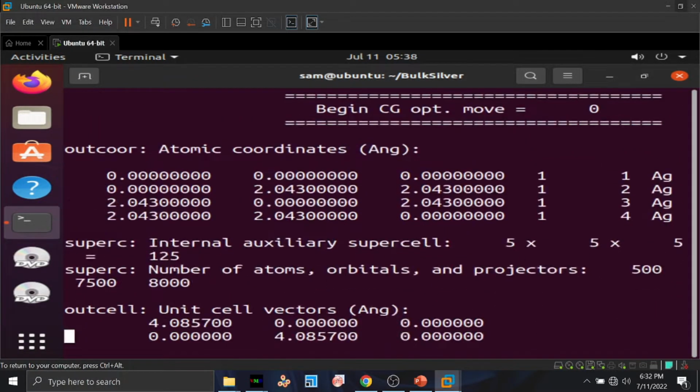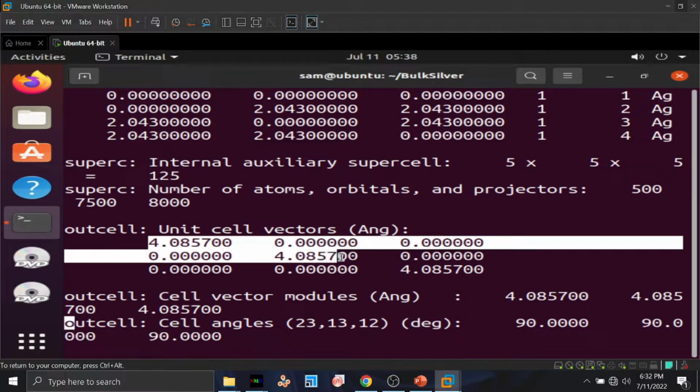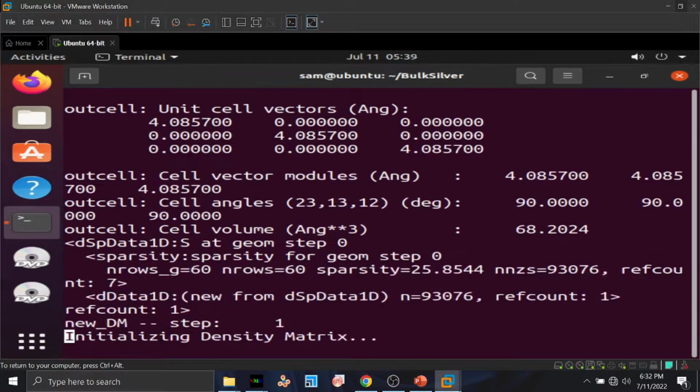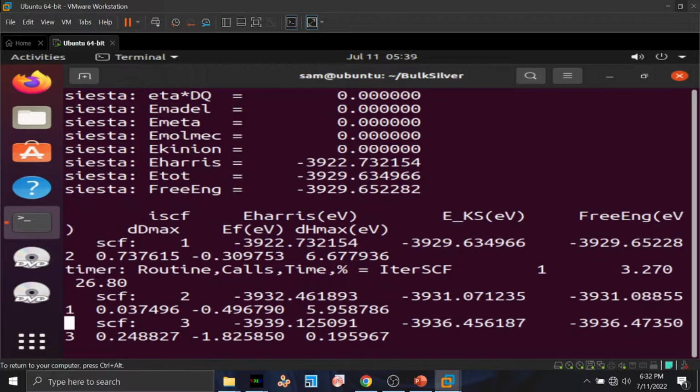Okay, so here you can see, for that position, you know that we mentioned in the input file the parameters a, b, c. And after this, it gives us the energy of this position. So the coordinates which we placed in the input file have a total energy of minus 3929.63 electron volt.